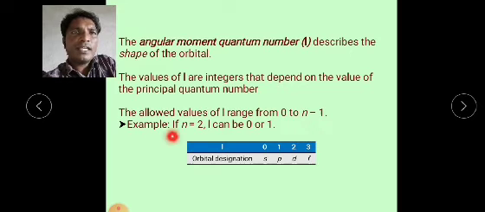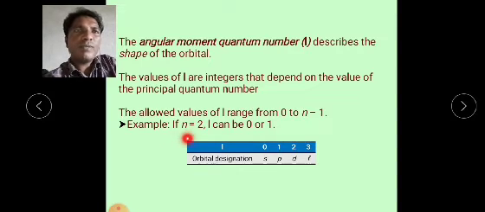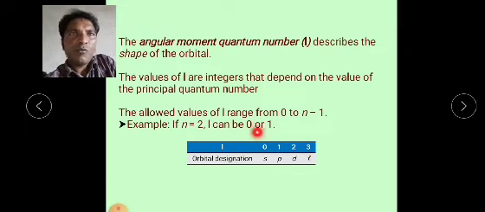Here is an example of the angular quantum number. See, n is the principal quantum number, and suppose the principal quantum number is 2. Then l, the angular quantum number, may be 0 or it may be 1.